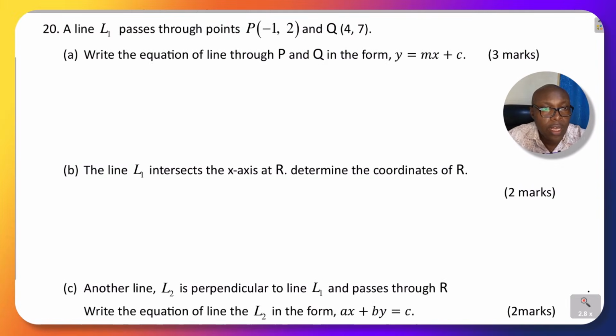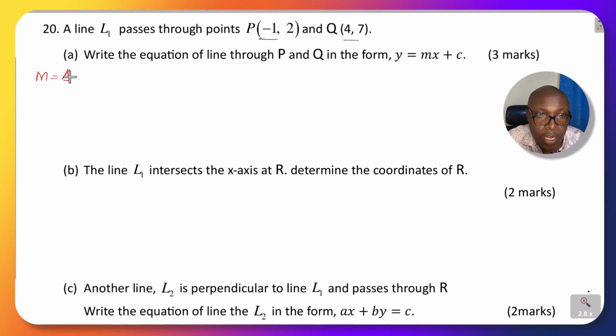Question 20. A line L1 passes through points P(-1, 2) and Q(4, 7). Part A of the question: write the equation of the line through P and Q in the form y = mx + c. So I have line 1, and it passes through 2 given points. You're supposed to simply write the equation of the line passing through these 2 points. When you're given 2 points and you're required to get the equation of the line, the first thing is to obtain the gradient denoted by m, and you know how we get the gradient.